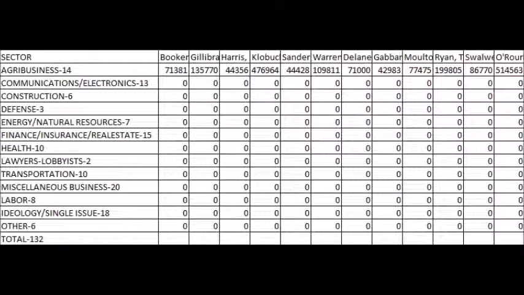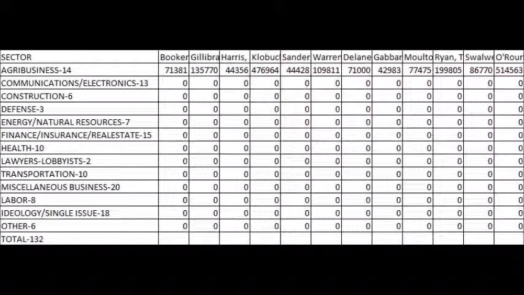Here we are looking at the header sheet, an Excel screenshot, and it shows the industry sectors. The first one is agribusiness, and down at the end, right before total, you see an industry sector called Other. There's a total of 132 industries in these sectors. In other words, agribusiness has 14. That's why you see a dash 14 out to the side of it. Construction has 6, defense has 3, miscellaneous business has 20.